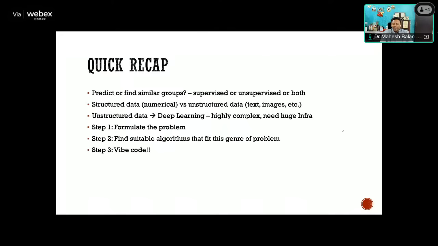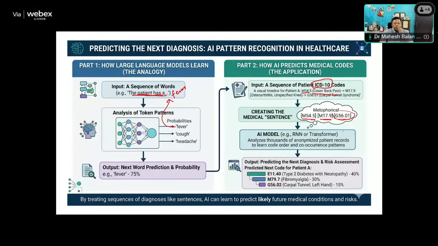Then today it's just vibe coding. You literally don't do programming, nothing. I just go to a machine like ChatGPT and say, this is exactly what I want. I have a bunch of diagnoses, take the ICD-10 codes, create sentences, try to predict the next code, and then do it. It will do it. But this formulation, I should be doing it. That's where my value add will be, right? Yeah. So this is one such case study.